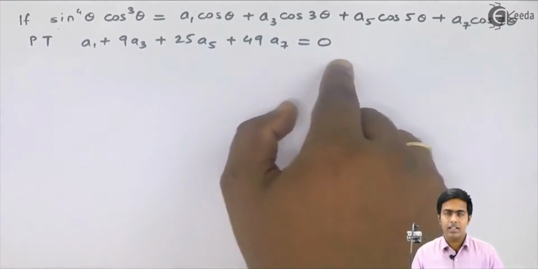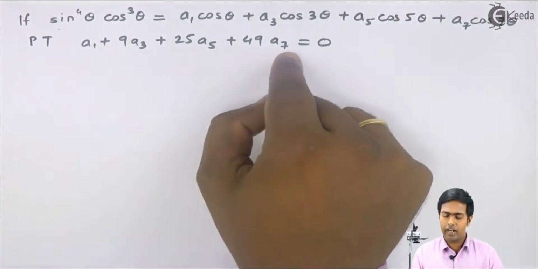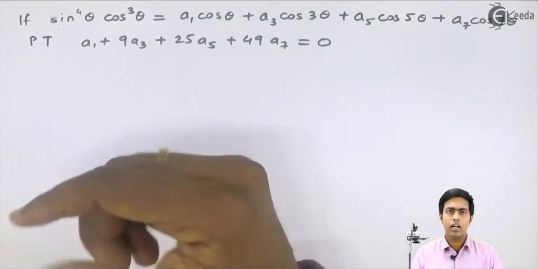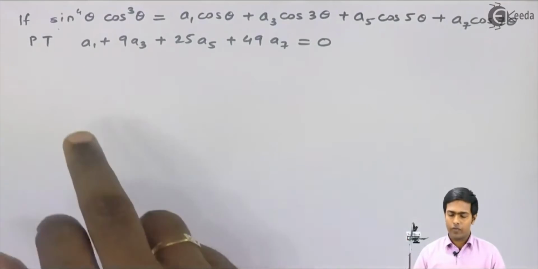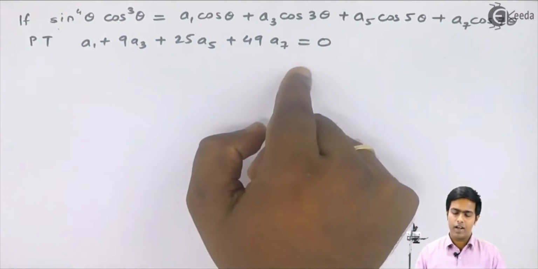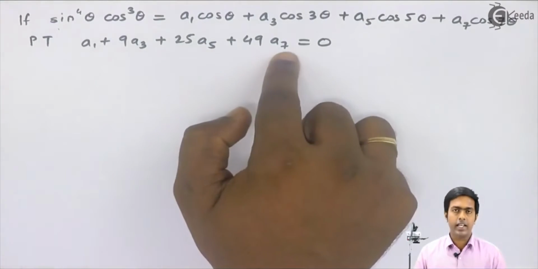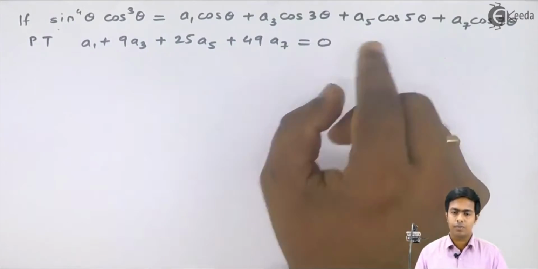Now to prove this result, I have to find the values of a1, a3, a5 and a7 because these values are unknown. So let's see how to find the values of a1, a3, a5 and a7, and then we will substitute these values in the left hand side and prove that it is equal to 0.